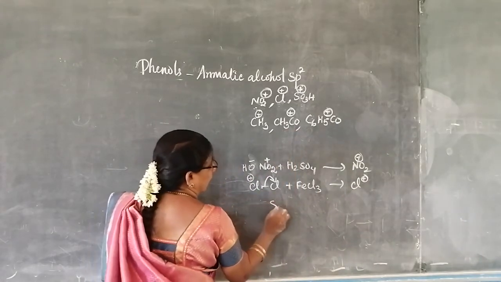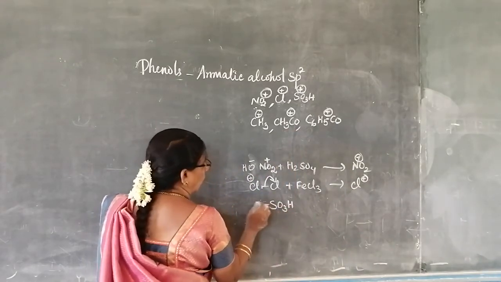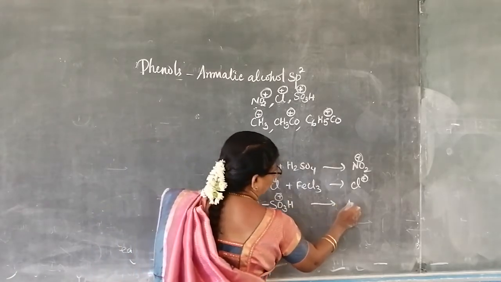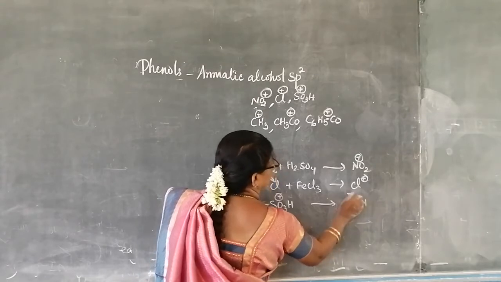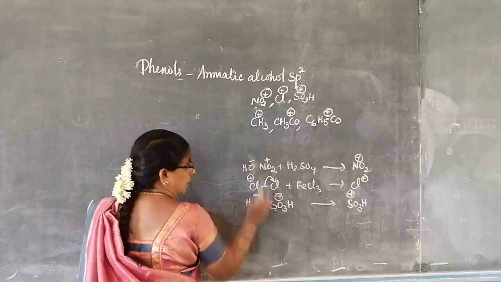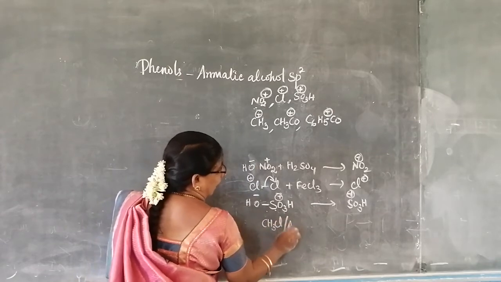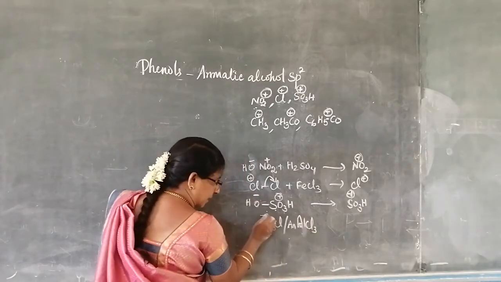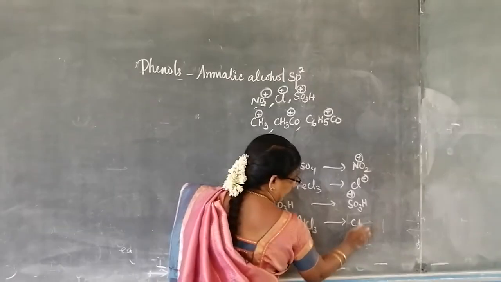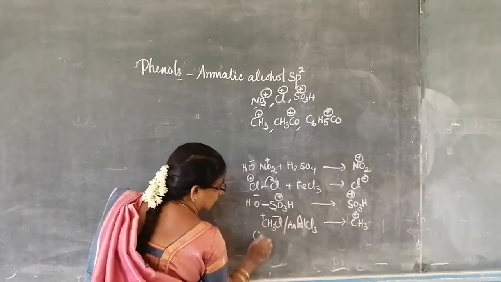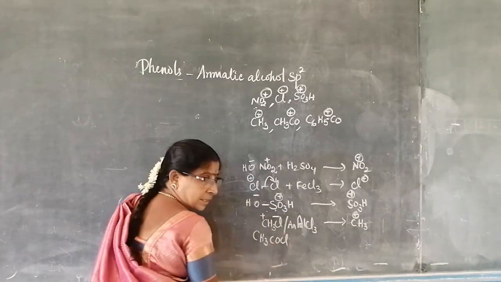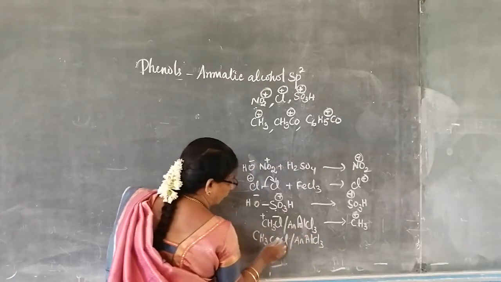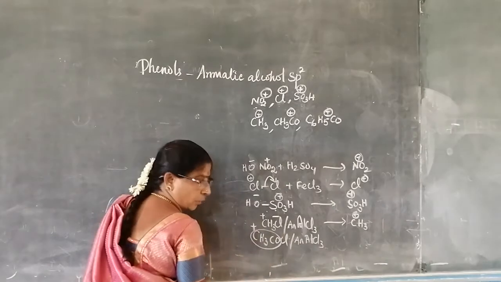Sulfuric acid: SO3H+, OH-, H2SO4. Am I correct? So it will produce SO3H+, which is an electrophile. CH3Cl with anhydrous aluminum chloride, which is also a Lewis acid, will produce the CH3+ electrophile. Then CH3COCl, acetyl chloride with anhydrous aluminum chloride, will produce CH3CO+.